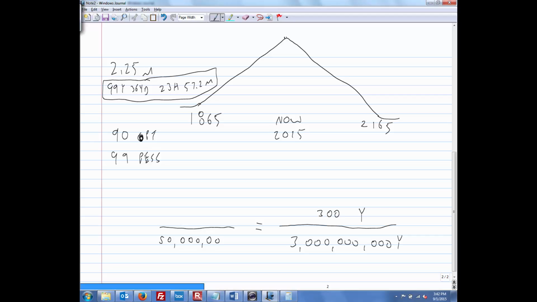And you might notice that I'm only using one significant digit here. I'm kind of skipping all the other ones because we don't know the answer that accurately, and there's no reason to be that accurate with this particular problem.